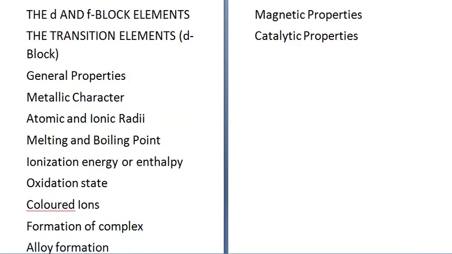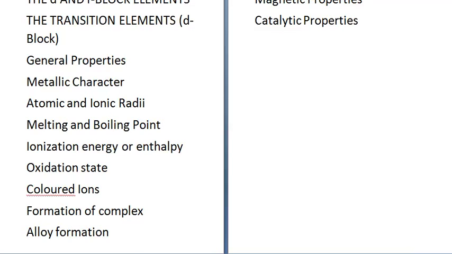Next is alloy formation. Alloys are homogeneous solid solutions of two or more metals. They are formed by metals whose atomic radii differ from each other. Due to similarity in size, the atoms of one transition metal can easily replace the other in the crystal lattice. Alloys are hard, have a high melting point, and are resistant to corrosion. Example, ferrous alloy. Then next we come to magnetic properties of transition metals.